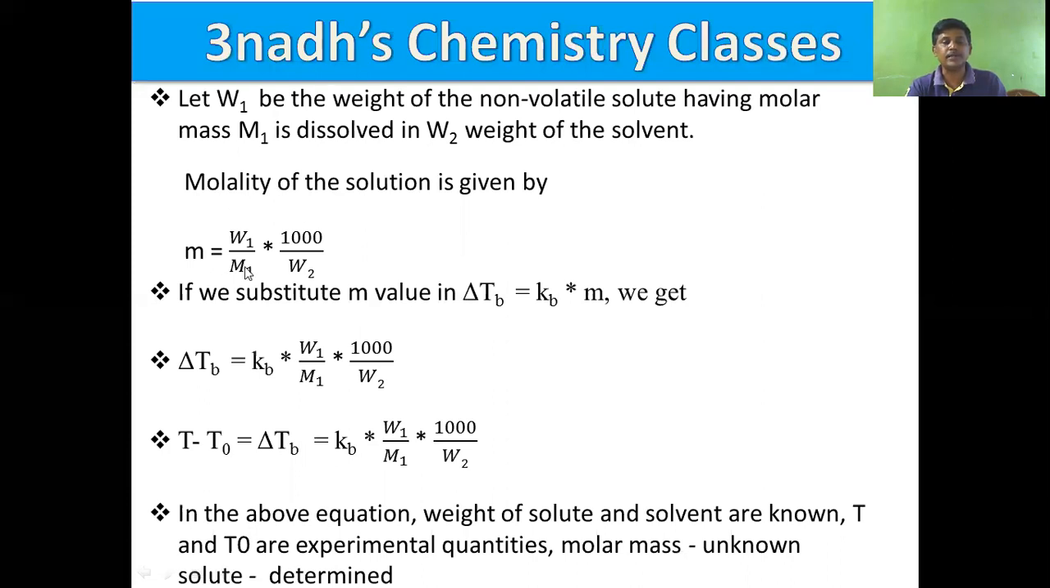Then we can say that molality is equal to W1 by M1 into 1000 by W2. If we substitute these values, we get the formula delta TB equals T minus T naught, equal to Kb into W1 by M1 into 1000 by W2. In this equation, if we know the weight of the solute and weight of the solvent, W1 and W2, and since Kb is a constant for a given solvent and delta TB can be measured experimentally, the unknown molar mass of a solute can be determined.